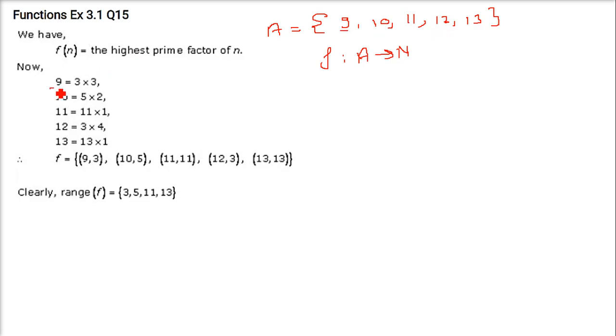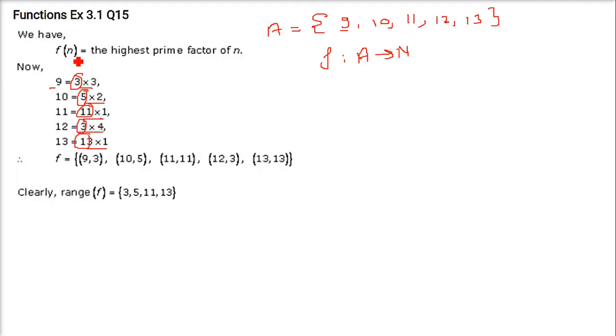So 9 can be written as 3 into 3, 10 is 5 into 2, 11 is 11 into 1, 12 is 3 into 4, and 13 is 13 into 1. So what is the highest prime one? For 9, both are prime, so you can take 3. For 10, both are prime, 5 you can take. 11 into 1, 11 is prime. 3 into 4, 3 is prime. 13 into 1, 13 is prime.